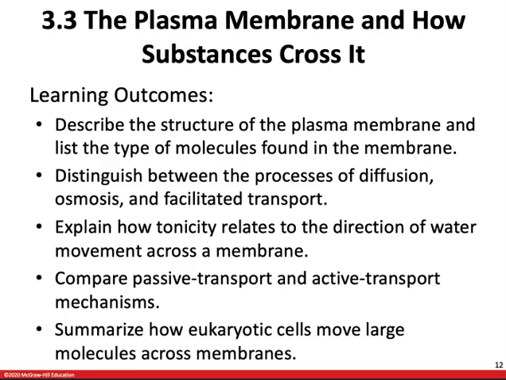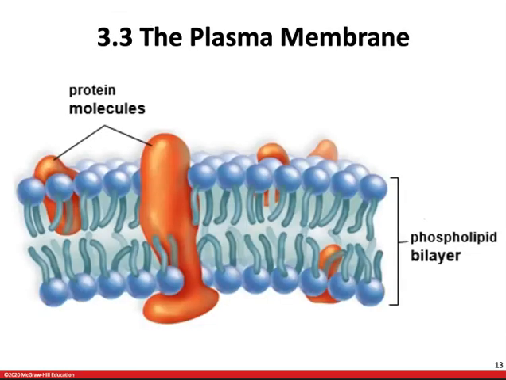You should be able to distinguish between the different processes of diffusion, osmosis, and facilitated transport. Explain how tonicity relates to the direction of water movement across a membrane, and compare passive transport and active transport mechanisms, and then finally summarize how eukaryotic cells move large molecules across a plasma membrane.